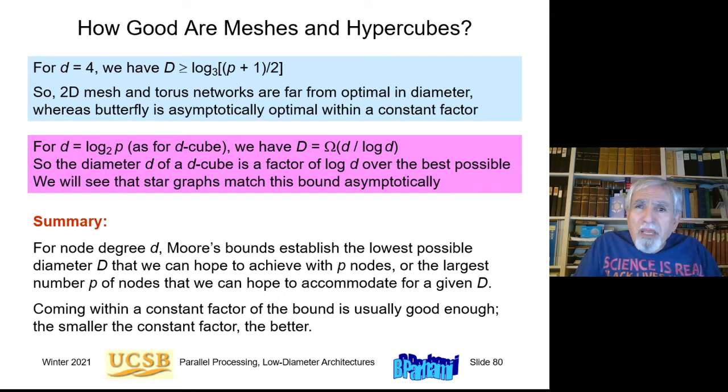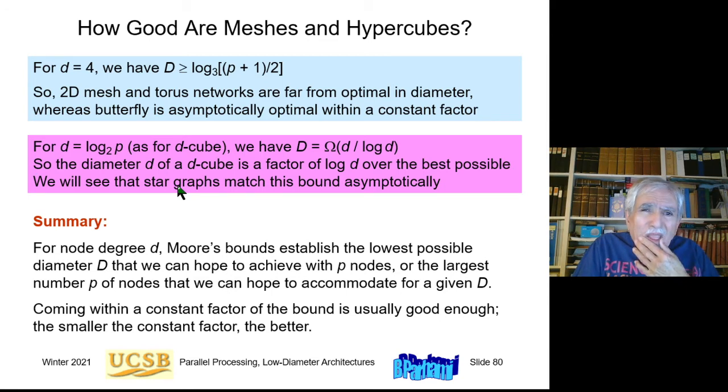So how good are meshes and hypercubes with respect to this bound that we found, the Moore bound? Well, for d equal to 4, which is for 2D mesh and torus, the Moore bound reduces to log base 3 of (p plus 1) over 2. But for mesh, the diameter is not logarithmic, it's the square root. So mesh and torus are far from optimal in this sense.